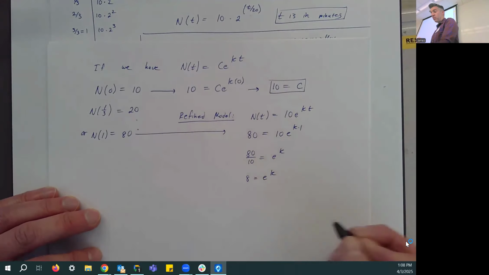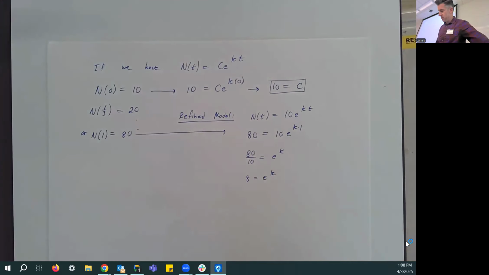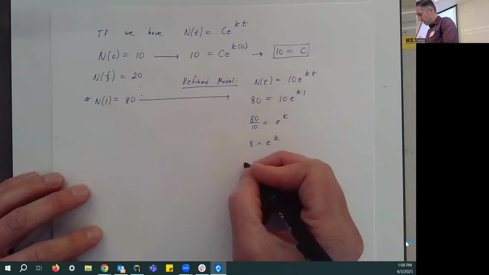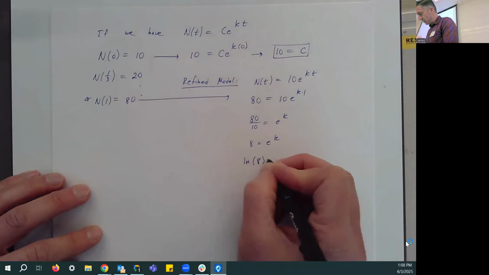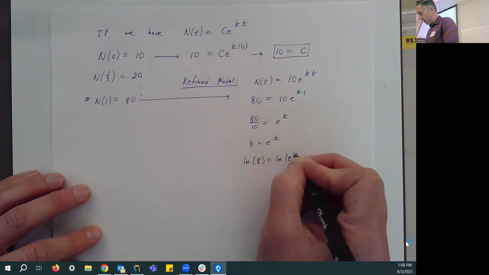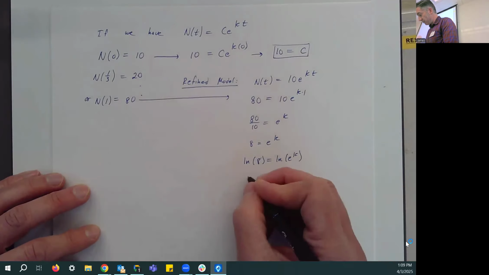And then I'm going to take the natural log of both sides. And now I'm getting into logarithms. Say that the natural log of 8 is equal to the natural log of e to the k, which is just k.